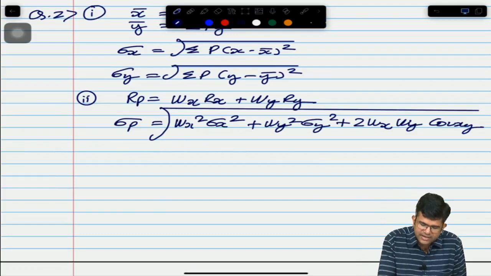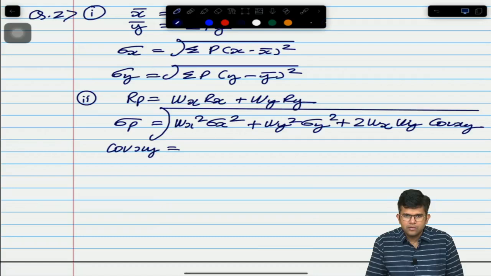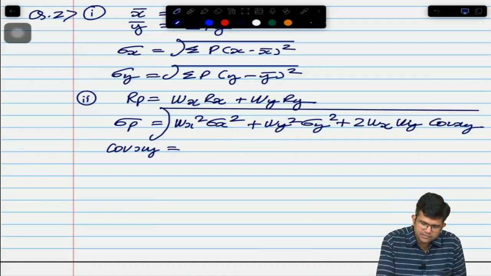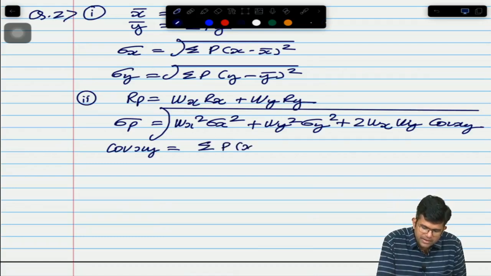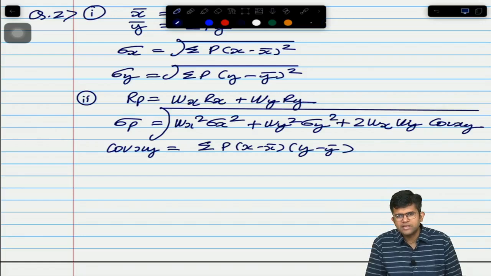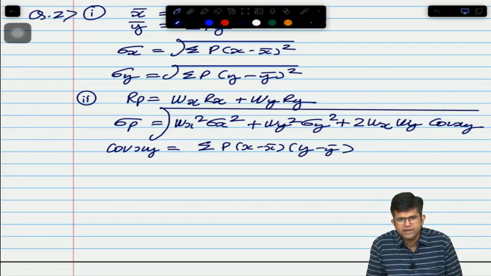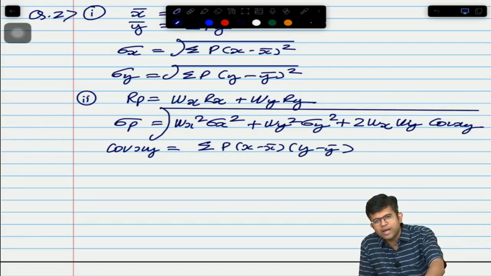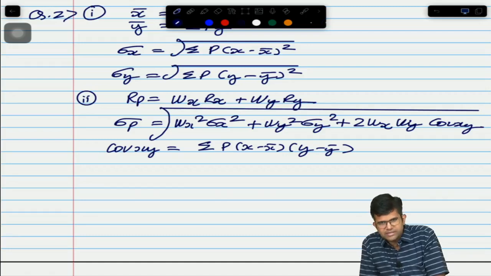But then for this, can I say we will require covariance xy? Covariance xy will be summation p x minus x bar y minus y bar. I have done this example also now for you. Just check in covariance and correlation. Have I taken two examples? When I taught you how to calculate correlation and covariance, one example was using past data. One example was using this P data. Both are there.